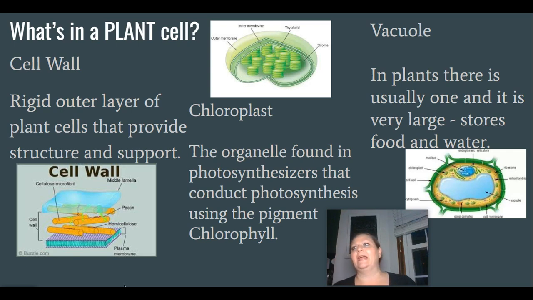Cell wall, again, think of it like that cardboard box. It's a nice rigid box surrounding the cell. It's going to help provide that structure and that support. Don't forget, plant cells also have a cell membrane. All cells are going to have a cell membrane, not just a cell wall in plants. They have both. And then, of course, the chloroplast.